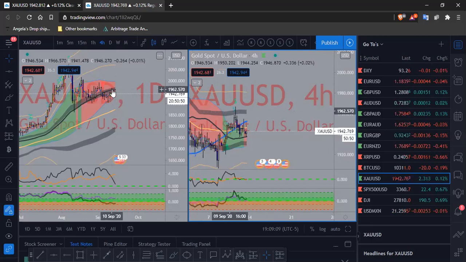But I don't think that's what's going to happen. It already did that on the 10th. So I do kind of want to see gold keep dropping to even 1778. That's what I personally would like to see.